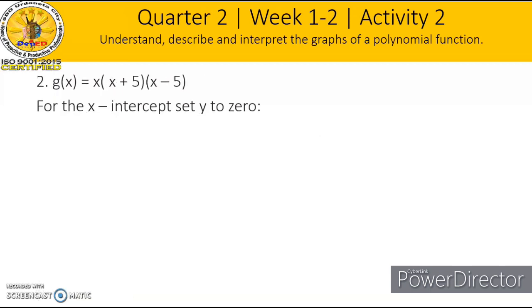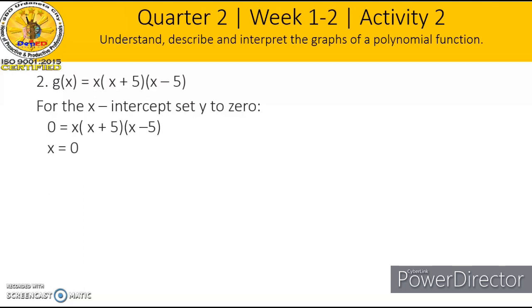Second example, we have the function g(x) is equal to x multiplied by the binomial x plus 5 multiplied by the binomial x minus 5. Again, for the x-intercept, set y to 0. So we have the following. 0 is equal to x multiplied by the binomial x plus 5 multiplied by the binomial x minus 5.